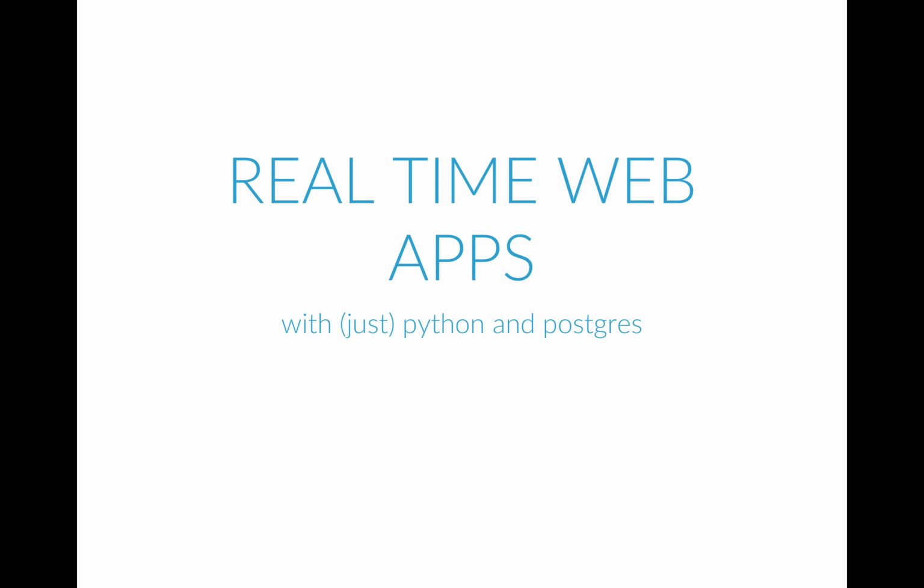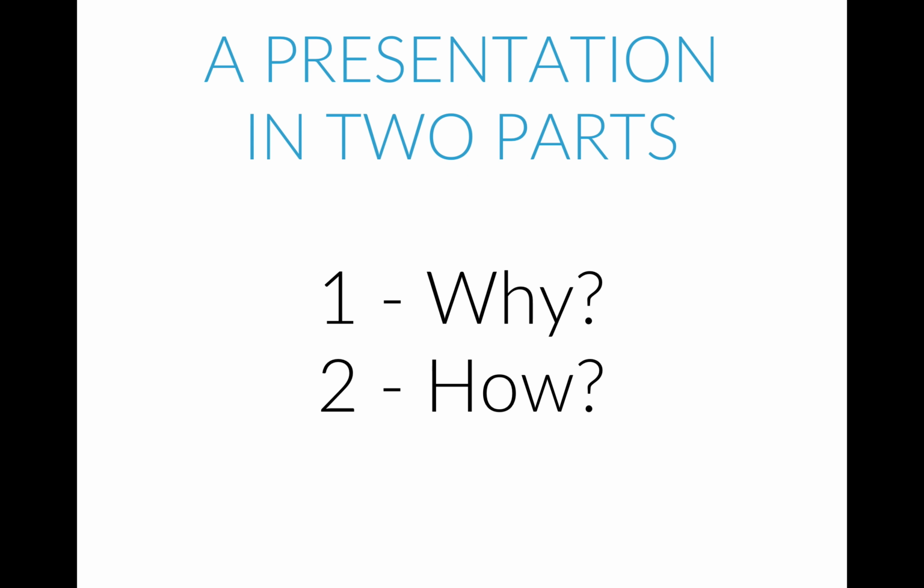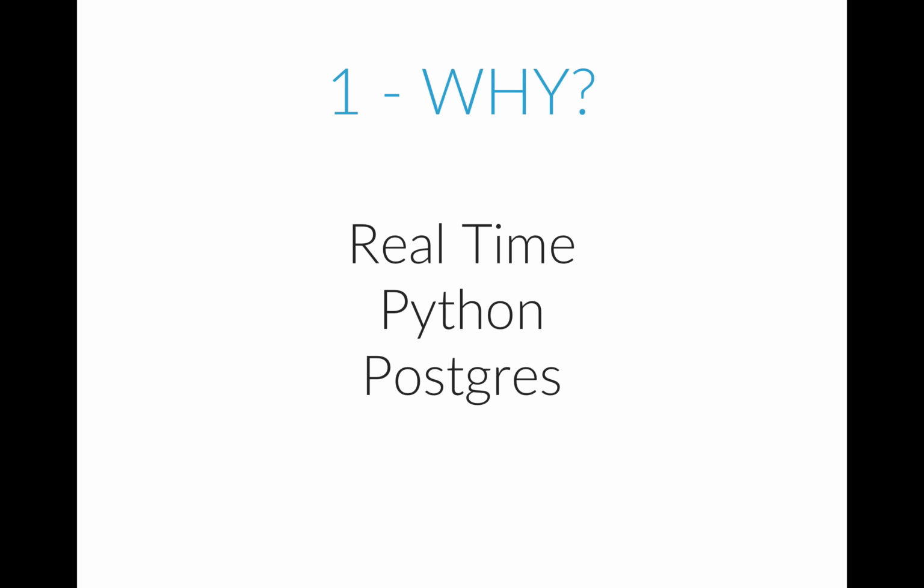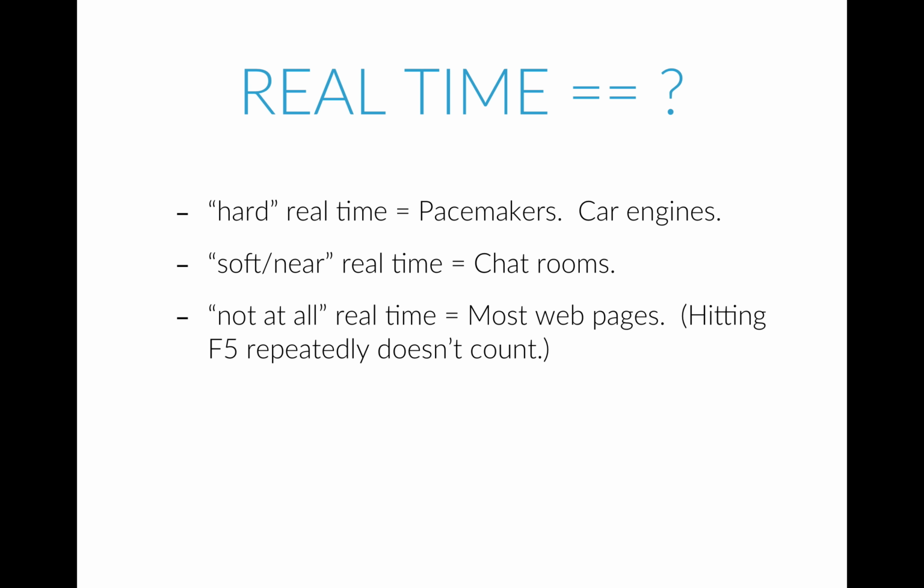I'm going to be talking about how to build real-time web apps with a simple backend that just uses Python and Postgres. I'm going to do that in two parts. First, I'm going to talk about the why of why I would want to use this kind of architecture that I'm going to present, and then two, how it works, how you can build up a really nice reactive UI using this stack. Why will happen in a few parts itself. Why real-time, why Python, and why Postgres.